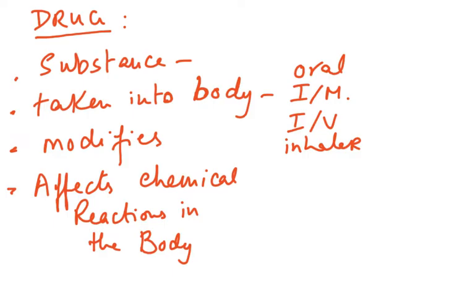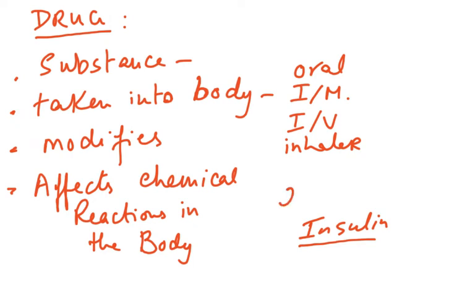Or you can apply it as a cream on your skin and it's absorbed through the skin. You can take it as a nasal drop, you can take it as eye drops. So a substance taken into the body modifies or affects the chemical reactions in the body. Now I'll give you a simple example. Insulin is produced by your pancreas, but it's not a drug.